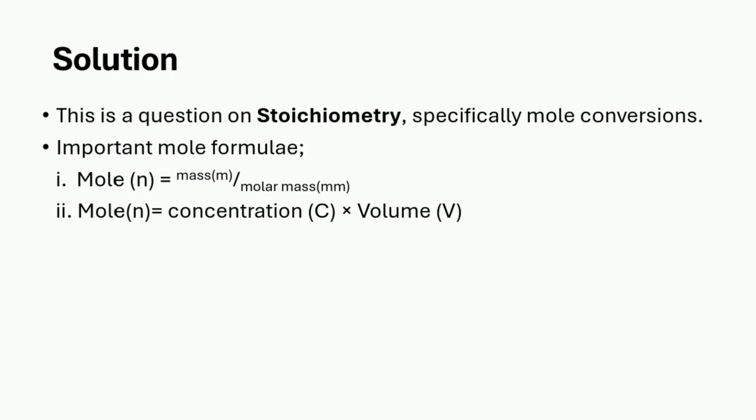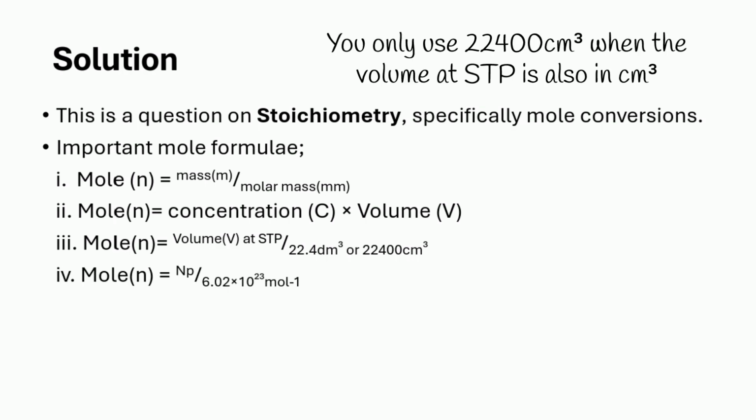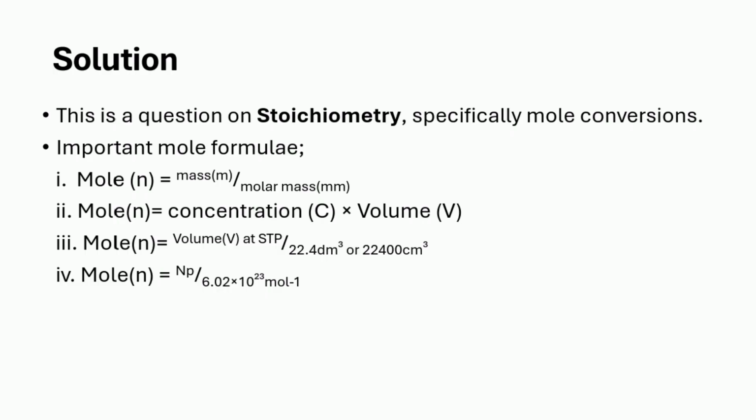This is when you are dealing with solution. Concentration is in mole per dm cube, which is the same as molar, while the volume V is in dm cube, which is the same as liters. The next is mole equals volume at STP divided by 22.4 dm cube, or 22,400 cm cube. This is talking about gas, and STP means standard temperature and pressure. And the fourth one is that mole equals the number of particles divided by 6.02 times 10 raised to 23 per mole.